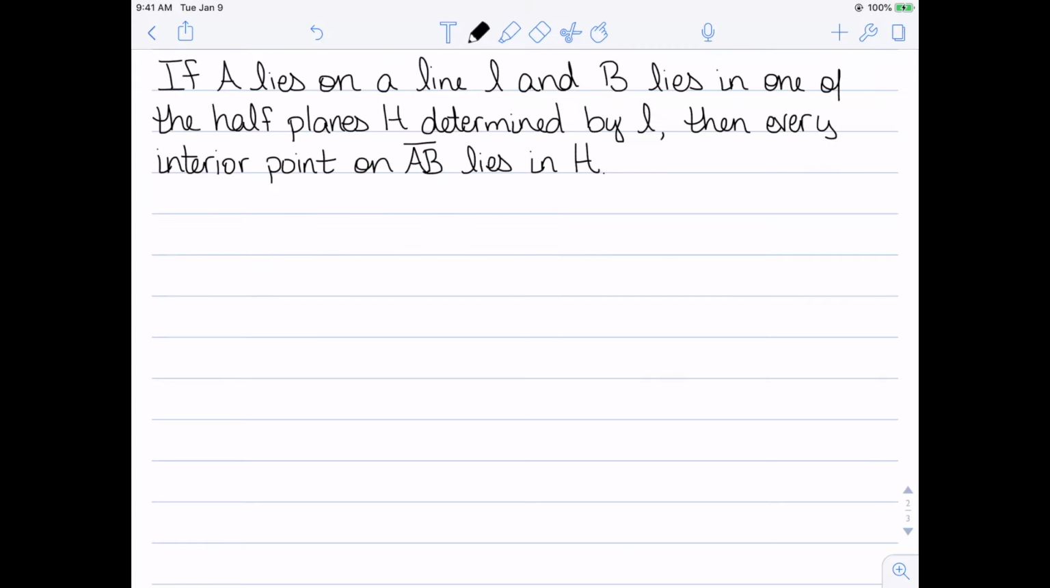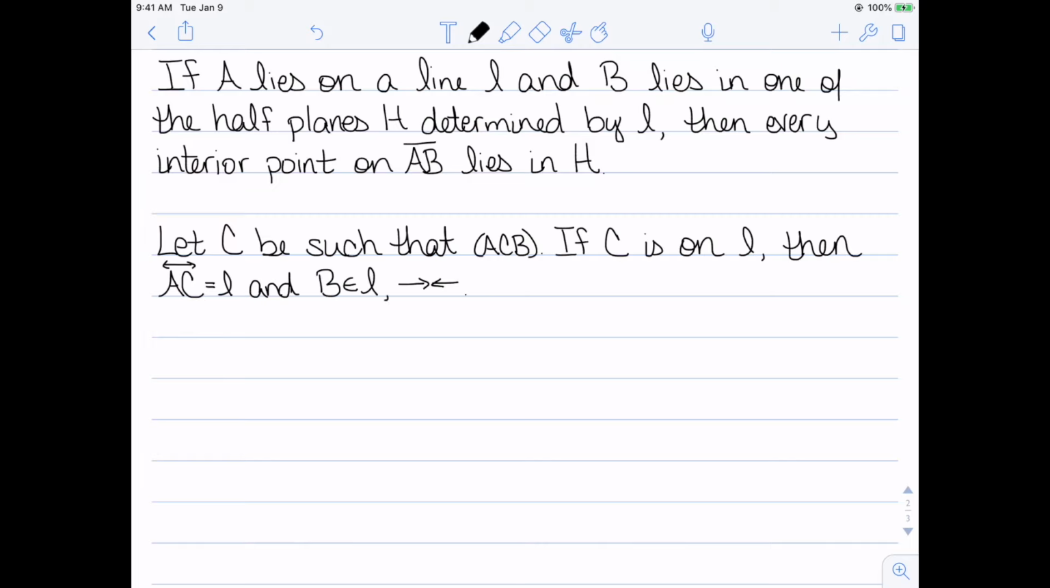Our first consequence says that if A is a point that lies on some line L, and B lies in one of the half planes H determined by L, then every interior point on the segment AB lies in H. So essentially, all of the interior points on the segment are going to be on the same side of the line. So we start by letting C be any point such that we have the betweenness relation ACB. So this means that C is on the line segment AB and is an interior point. So we know that either C is in H, C is on the line, or C is in the other half plane.